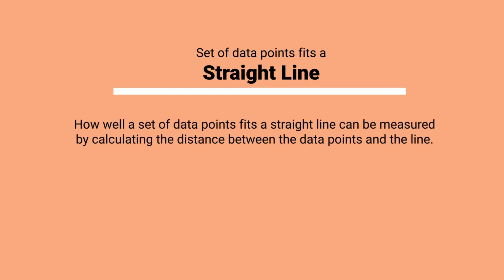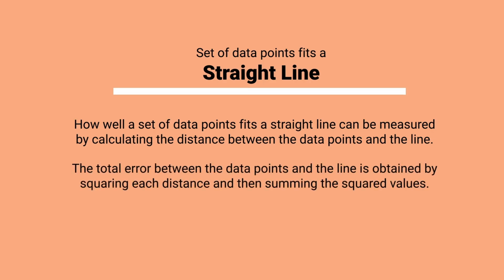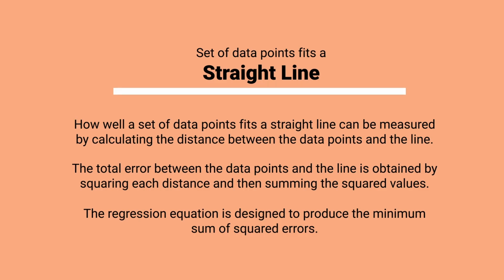How well a set of data fits a straight line can be measured by calculating the distance between the points and the line. The total error between the data points and the line is obtained by squaring each distance and then summing the squared values, and the regression equation is designed to produce the minimum sum of squared errors.